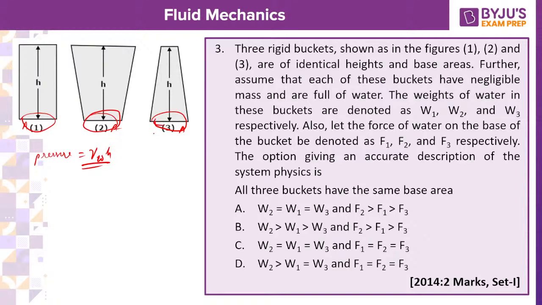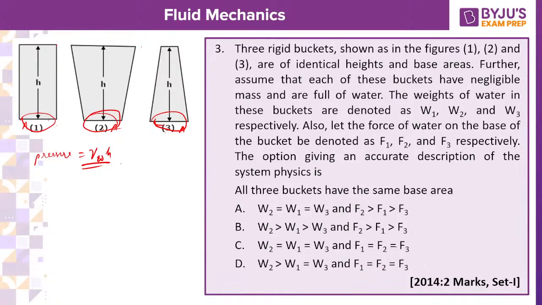Whenever you want to find out the force, pressure you already know at a depth h will be gamma w h. If you want to know the force at the bottom of this particular container or bucket, the force will be the same, because the area is the same. Pressure multiplied by area, pressure multiplied by area, pressure multiplied by area, the force remains the same. So force for container 1, 2 or 3, as long as they have the same base and the same height, you are going to get the same force at the base. So either option C or D will be correct.